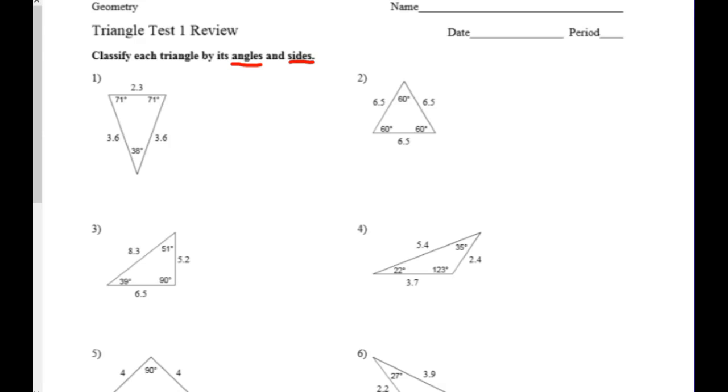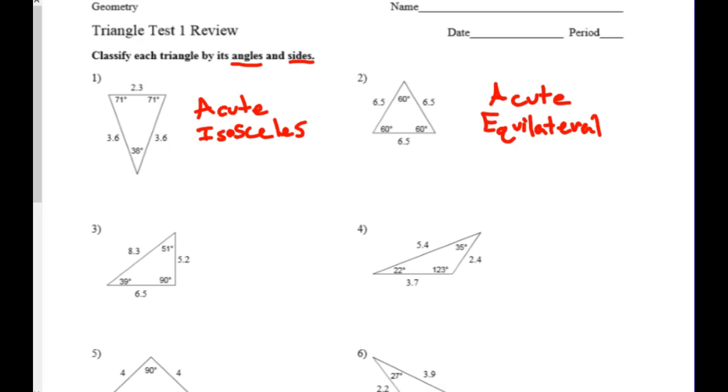Each angle is less than 90. We call that acute. I look at the sides and I have 2 that are the same, so that's isosceles. Again, 2 equal sides, like my eyes, isosceles. Okay, number 2, we have an equilateral triangle, and all the angles are less than 90, so that's acute, equilateral. The order does not matter when you're doing this.